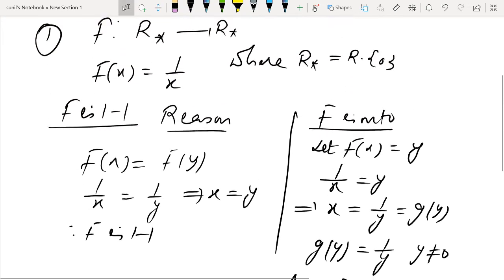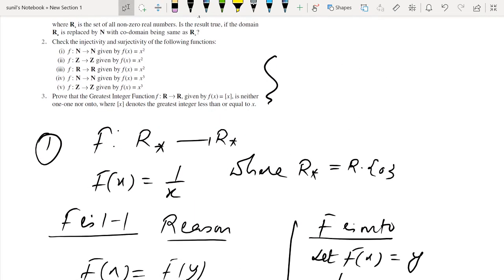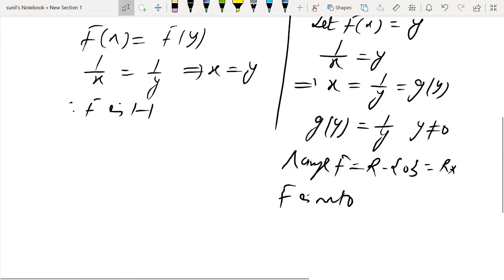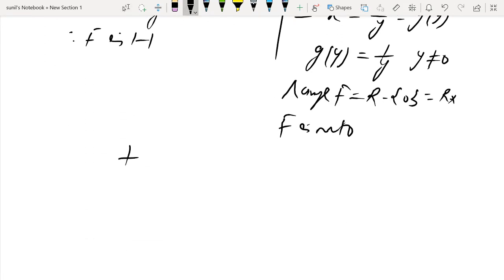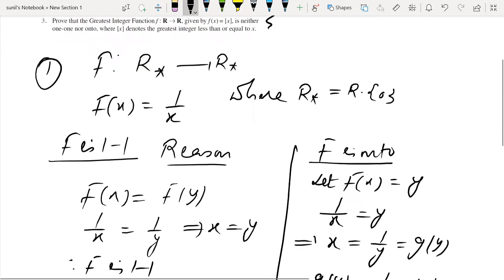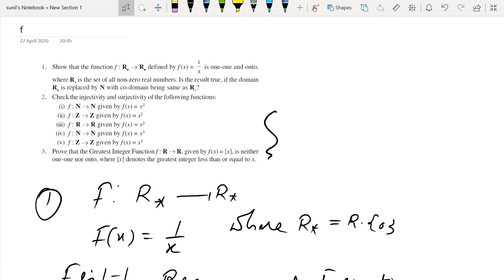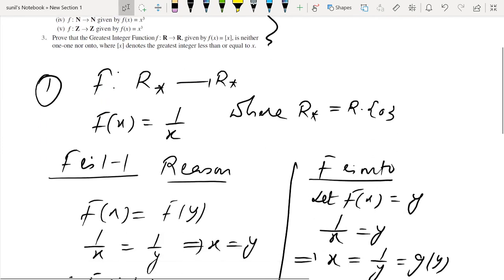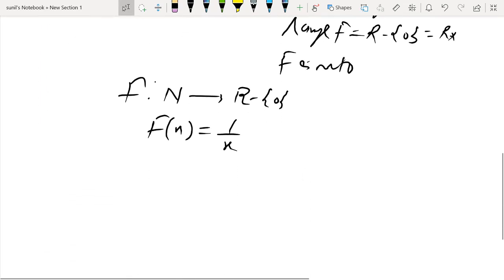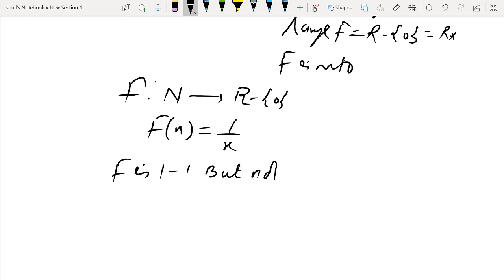Now in the second part, what he is asking is: if the domain is replaced by natural numbers, that is, N to R minus 0, f(x) is equal to 1 by x, and the codomain is the same. Now what can we say about it? Now we can say that f is 1-1 but not onto.